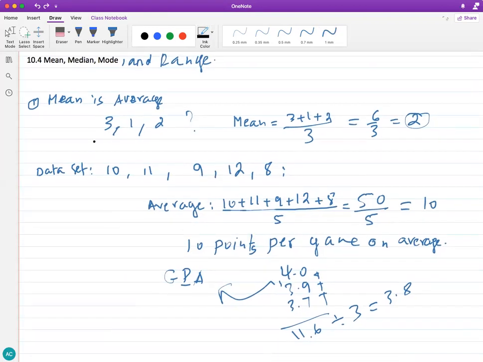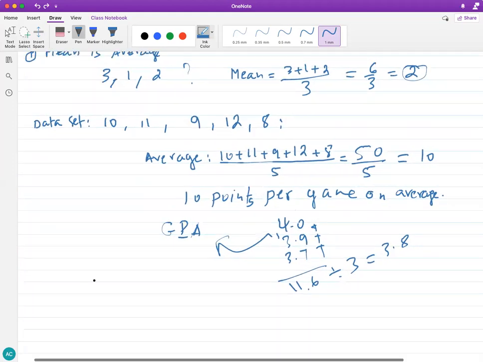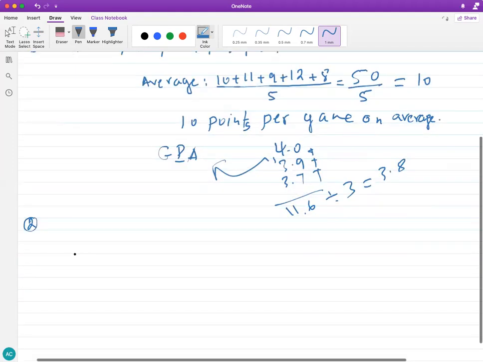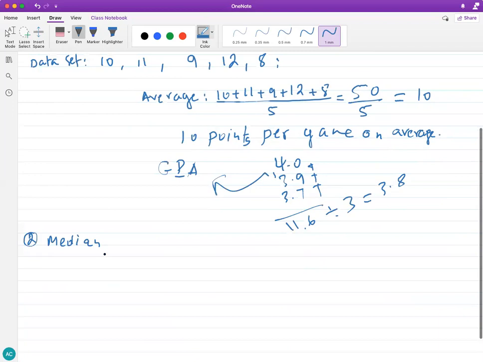The other term is median. Again, it's very easy to confuse these terms. Make sure you distinguish, like I said, between the meaning and the purpose of each one. So the next one is the median. Does anybody know what the median is before I explain?